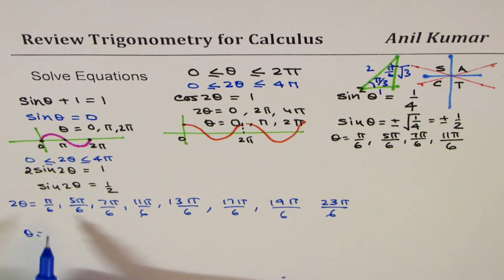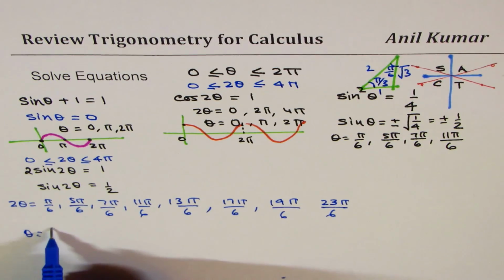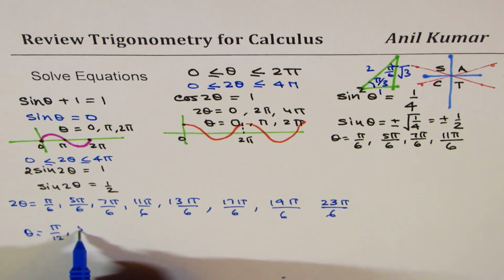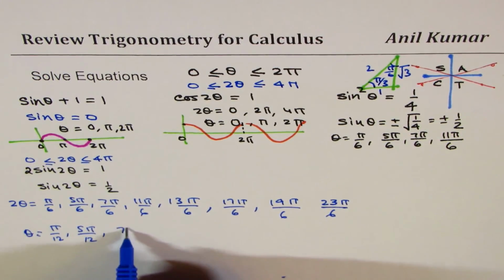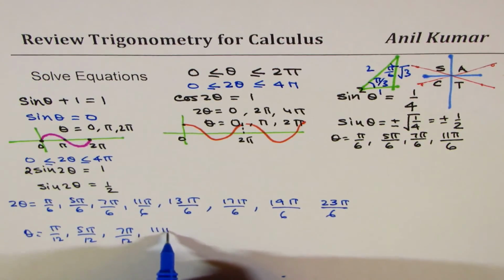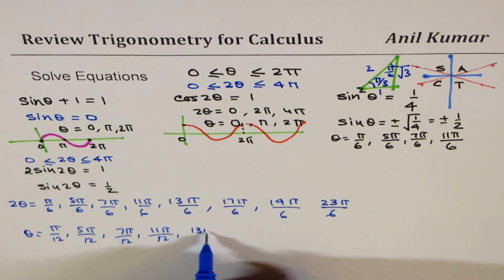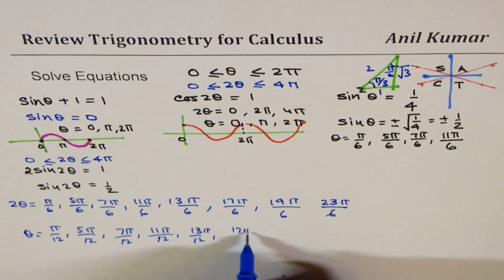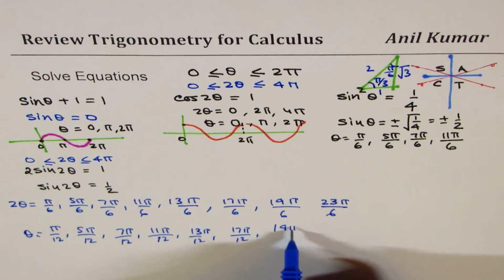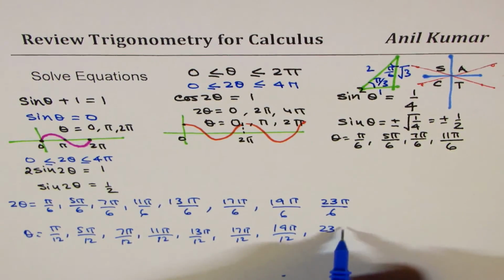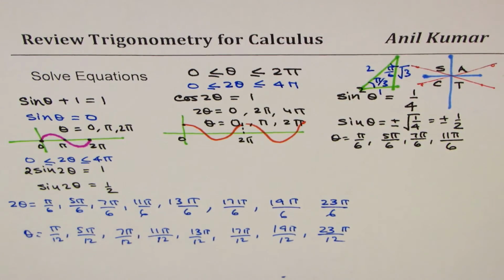Now theta is going to be half of these. So if you do half, you get pi by 12, 5 pi by 12, 7 pi by 12, 11 pi by 12, 13 pi by 12, 17 pi by 12, 19 pi by 12, and 23 pi by 12. Do you see a small change which I made in the equation resulted in a huge difference in the number of solutions, right? So that is a very, very important part to understand.